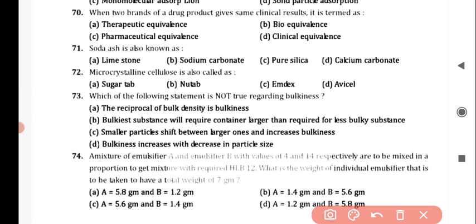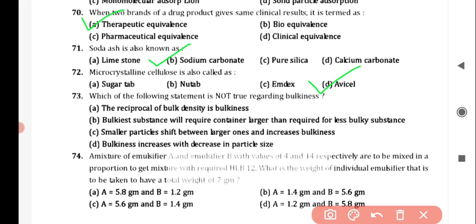Next question is, when two brands of a drug product give the same clinical results, it is termed as, and the correct answer is option A, therapeutic equivalence. Next question is, soda ash is also known as, and the correct answer is option B, sodium carbonate. Next question is, microcrystalline cellulose is also called as, and the correct answer is option D, Avicel.